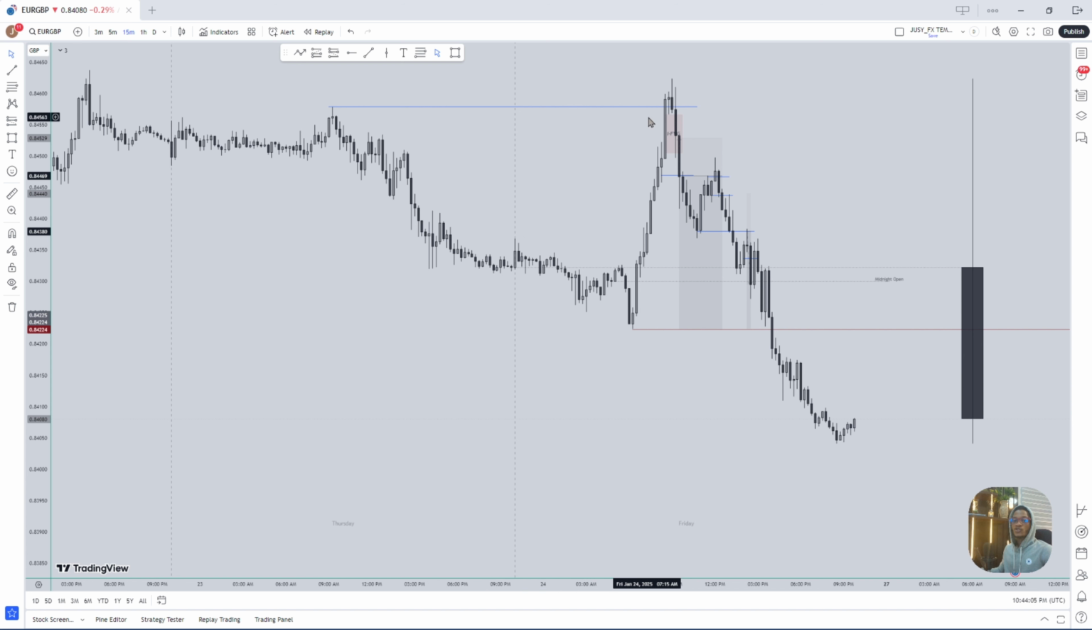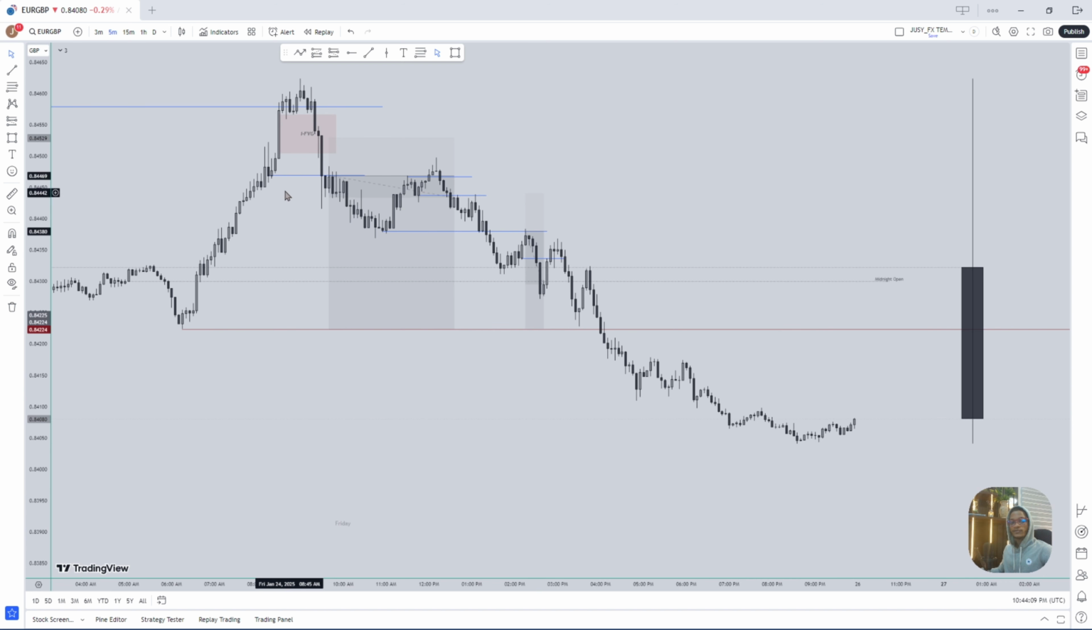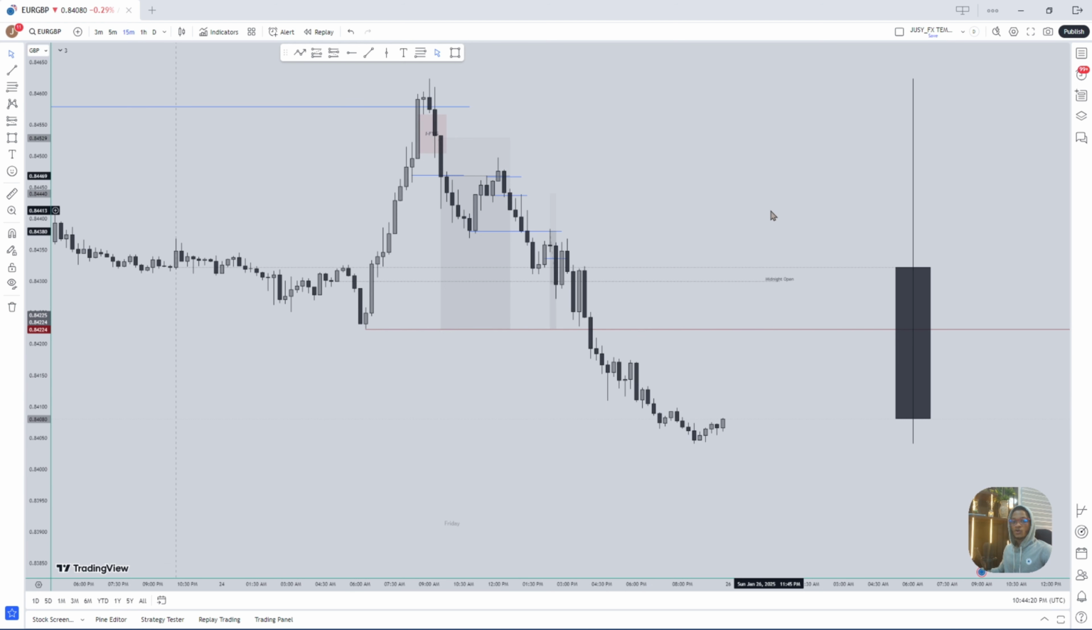After price traded above the high, I jumped to 5 minutes, and then I waited for a change in state of delivery, and then confirmed after we had this inverted fair value gap. That was the first entry, and then the second entry just by following order flow on 15 minutes. So it's a very simple concept that, if you give time to studying it, will really be profitable for you. So I hope this was helpful, and I hope you gain value for your time.